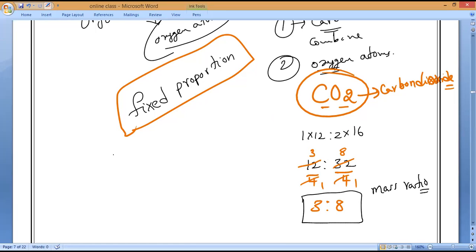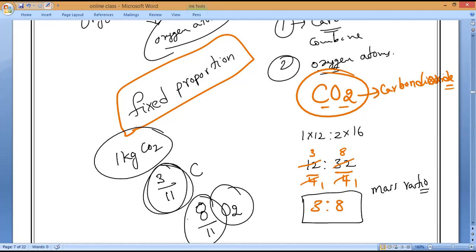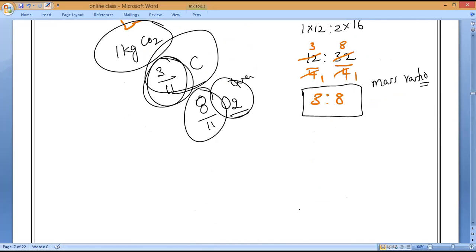This means in a given mass, suppose I have 1 kg of carbon dioxide, how much oxygen and how much carbon is in it? 3 by 11 is carbon and 8 by 11 is how much? Oxygen. 8 by 11 is oxygen mass and 3 by 11 is carbon mass. Is it okay, everybody?